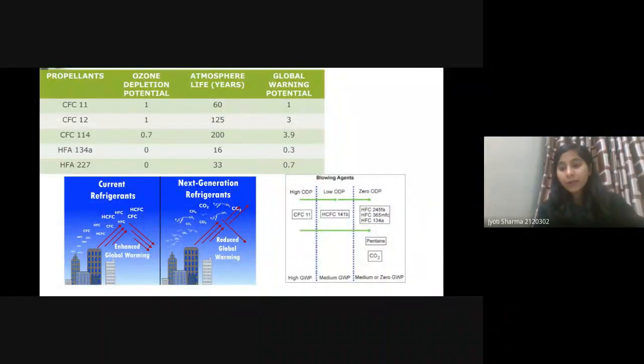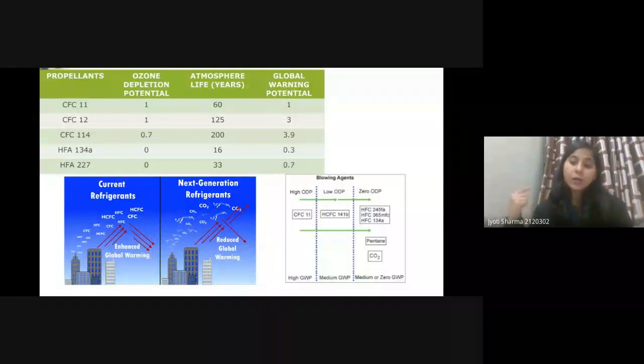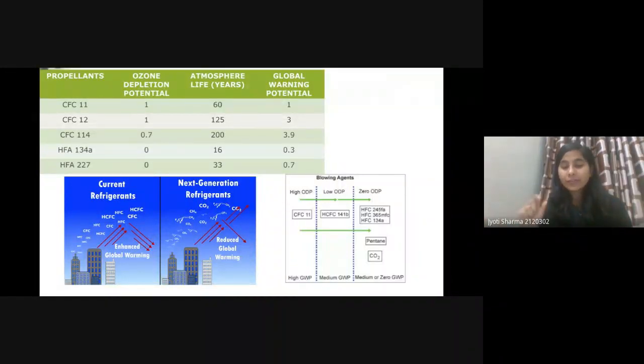So we have propellants, and I gave you five propellants, that is CFC 11, CFC 12, 114. This is the terminology based on how many carbon, hydrogen or fluorine atoms you have. Based on that, we have some number, that is 11, 12, 114. And if we look at the ozone depletion potential, the ozone depletion potential of CFC 11 is 1, CFC 12 is 1, then 114 is 0.7. And for HFA and other HFA components, the ozone depleting potential is 0.